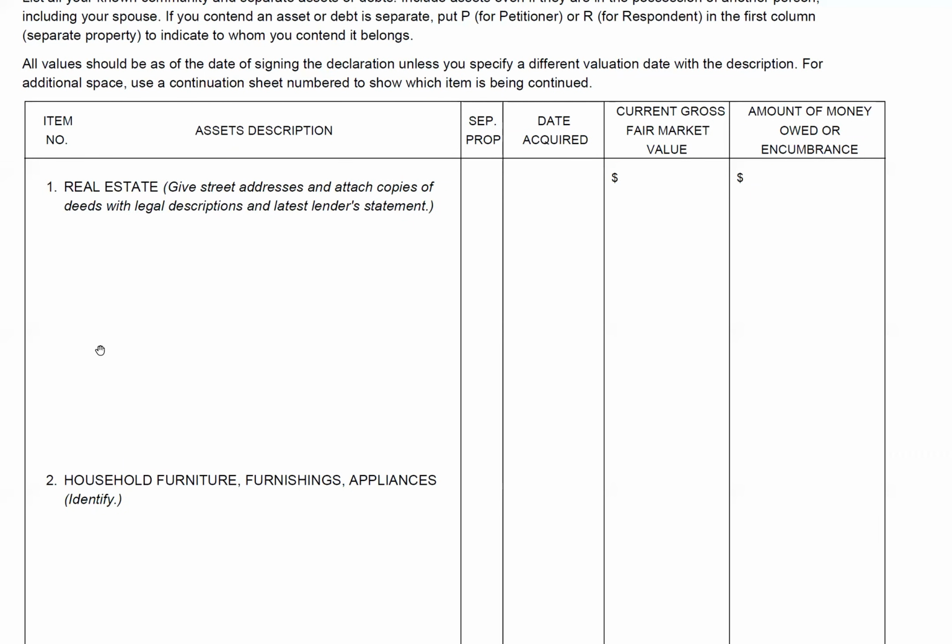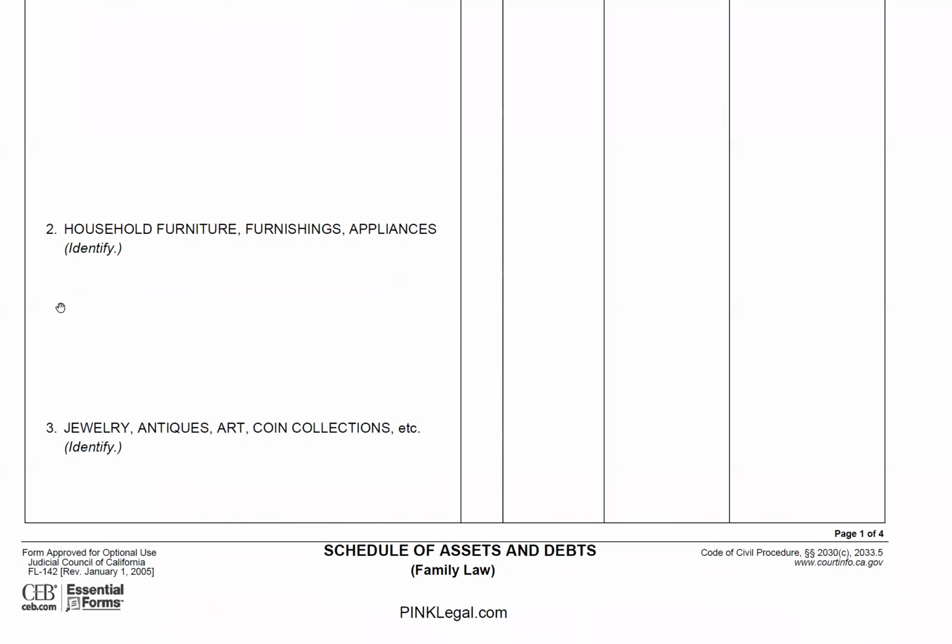Real estate. If you have real estate, you put in the address or addresses of the real estate, timeshares, land. If this is separate property, you're going to go ahead and put a P or an R there for the petitioner or the respondent. Otherwise, it's just pretty much assumed community property. The date acquired, if you don't know the date that it was acquired, you can put unknown or guess at this point. Current market value, an amount owed, or the encumbrance of each one of the assets that we're going to be going through.